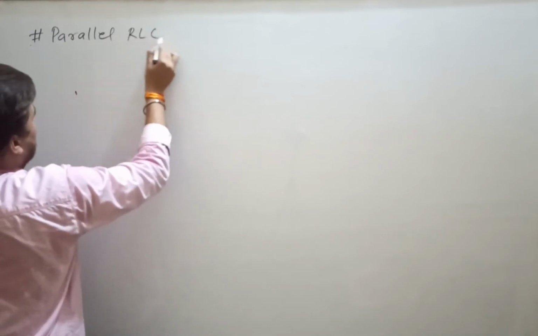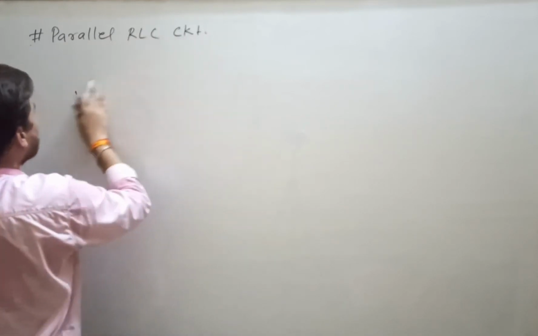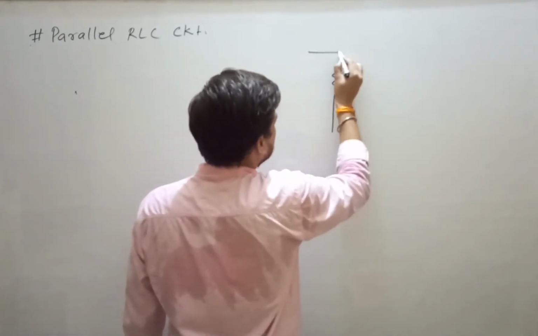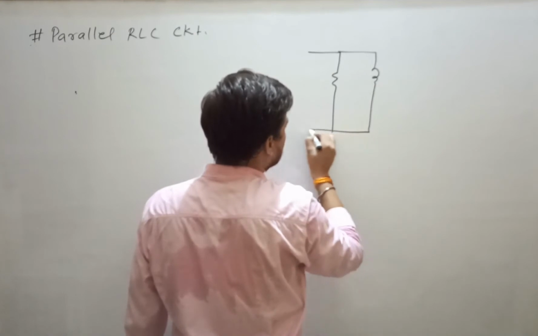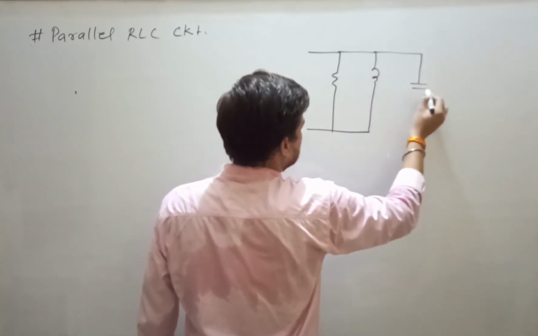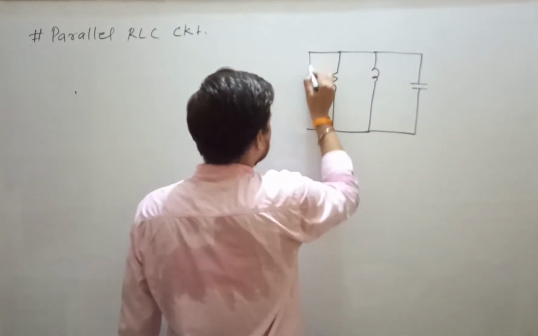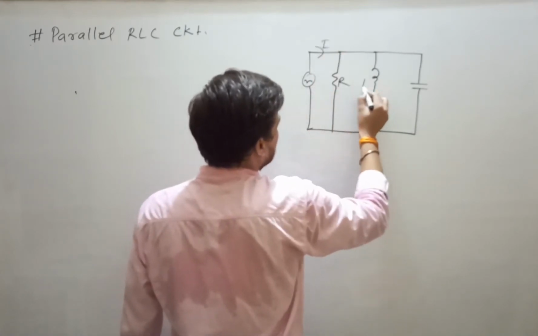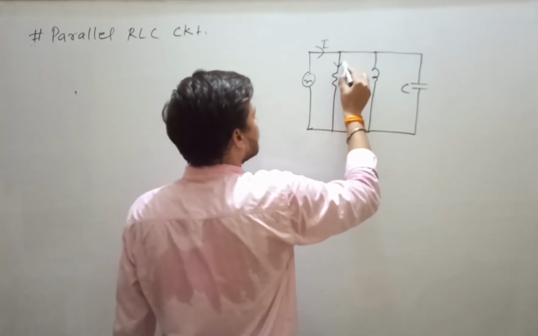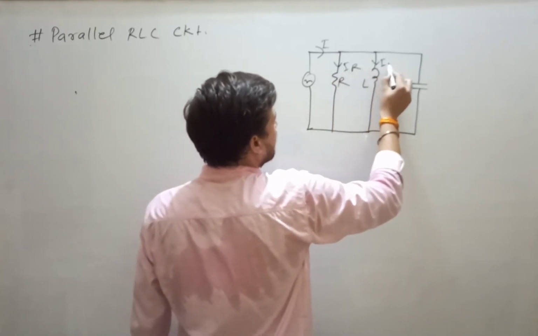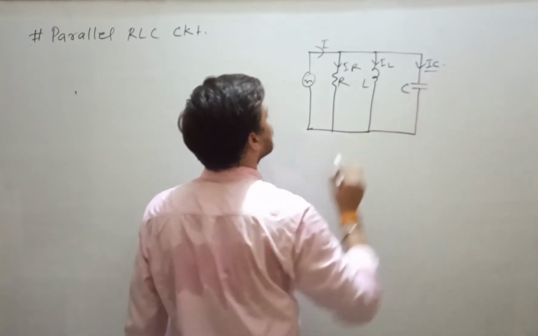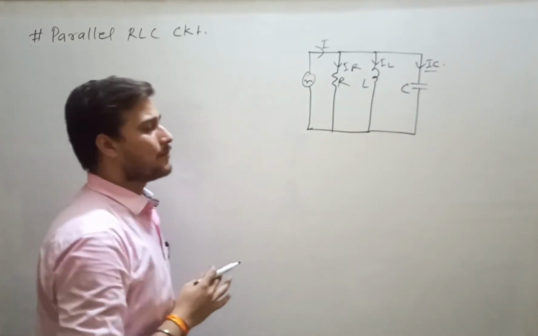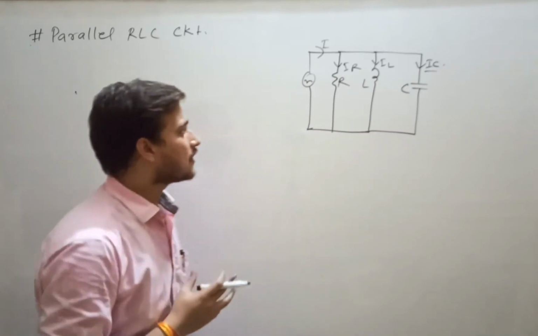Parallel RLC circuit. Now what happens in a parallel RLC circuit? You have a resistor, an inductor, and a capacitor: R, L and C. You have a voltage supply. Current I comes out through this R, L and C, so here it will be IR, IL, and IC. Now you have to check the condition for resonance in this parallel RLC circuit. Let us see how to check.